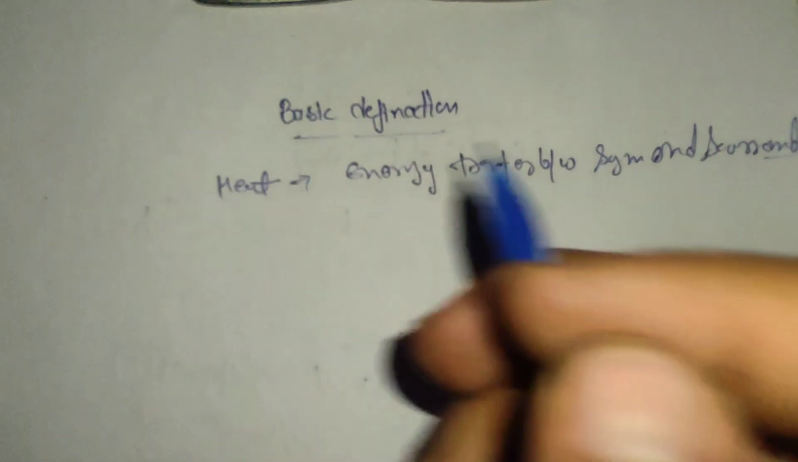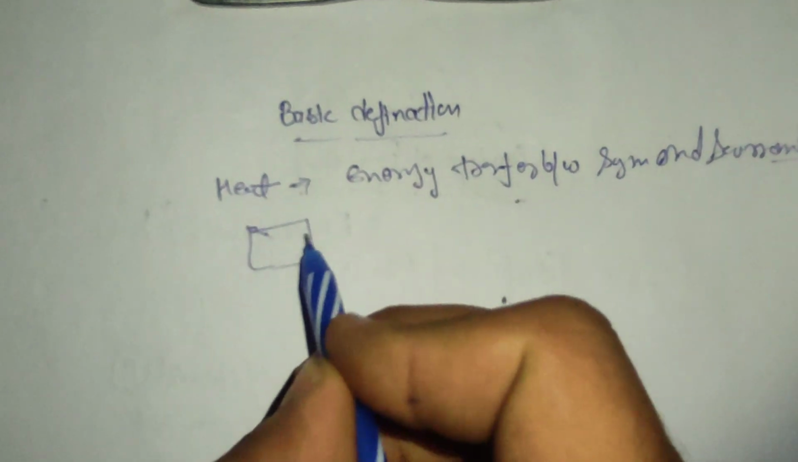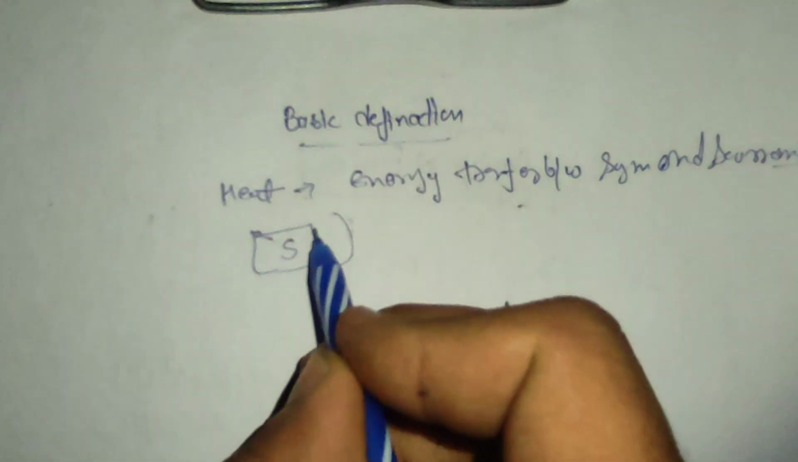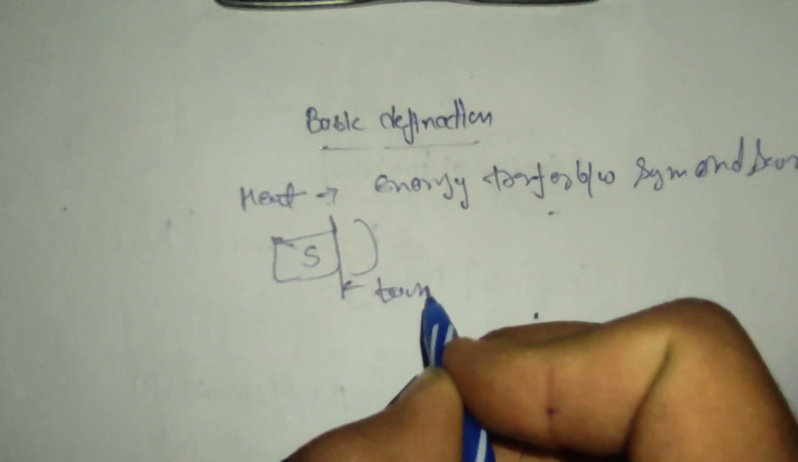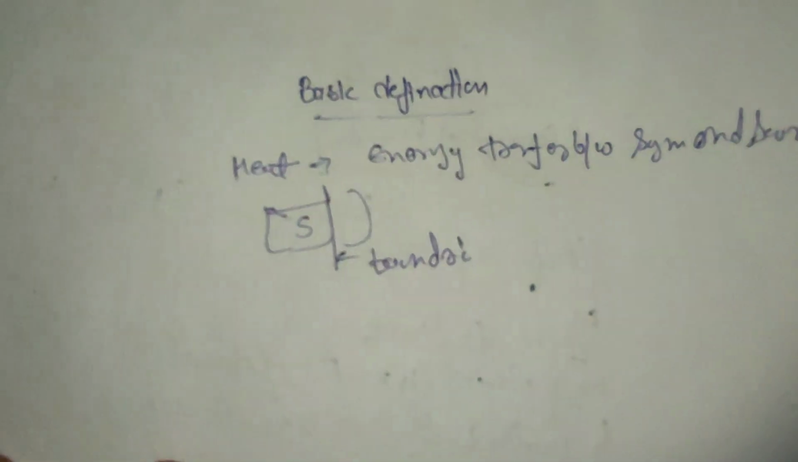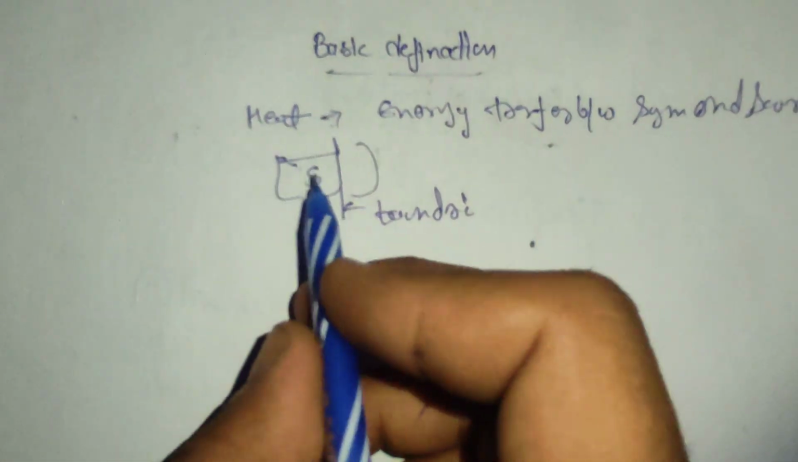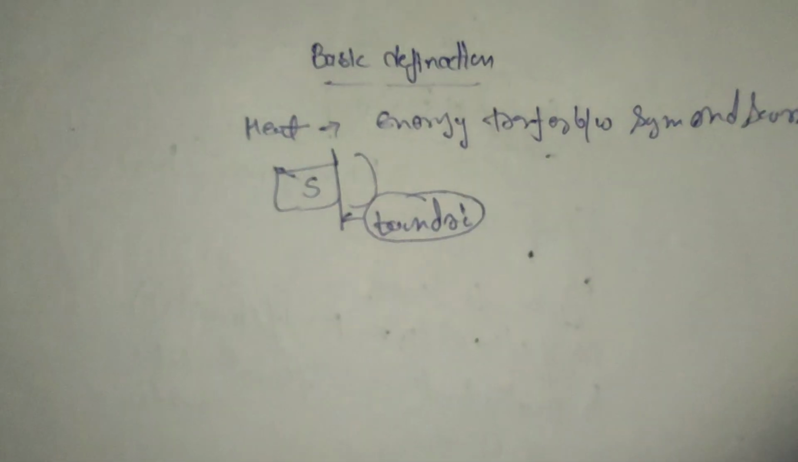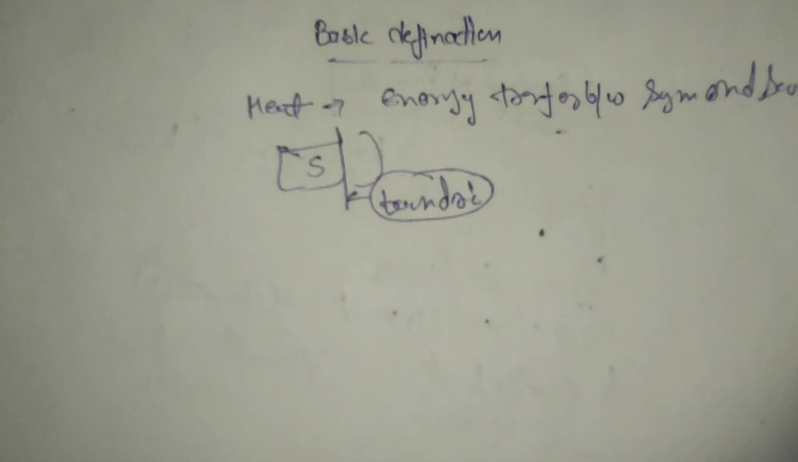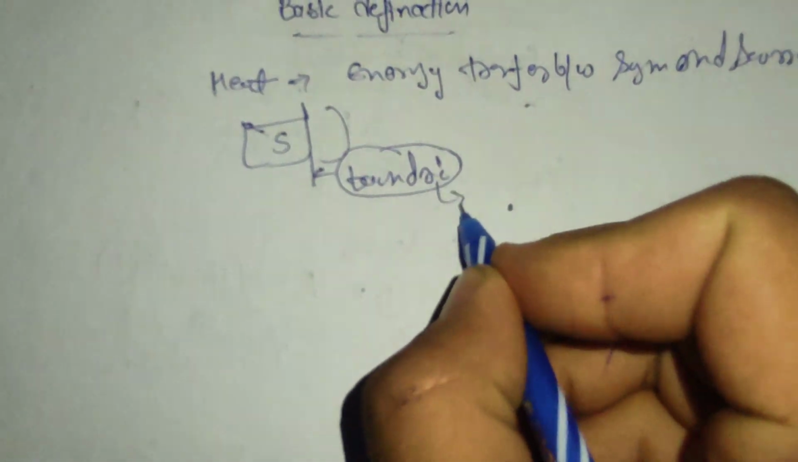So the system and the surrounding are separated by a boundary, which is called the boundary wall. Okay, so these are the basic definitions we already know from the previous classes, but they are important.